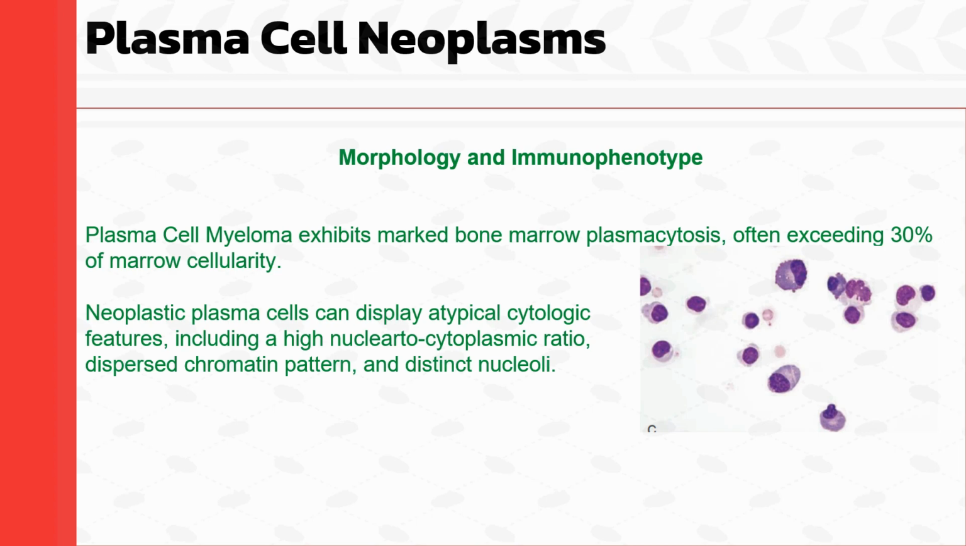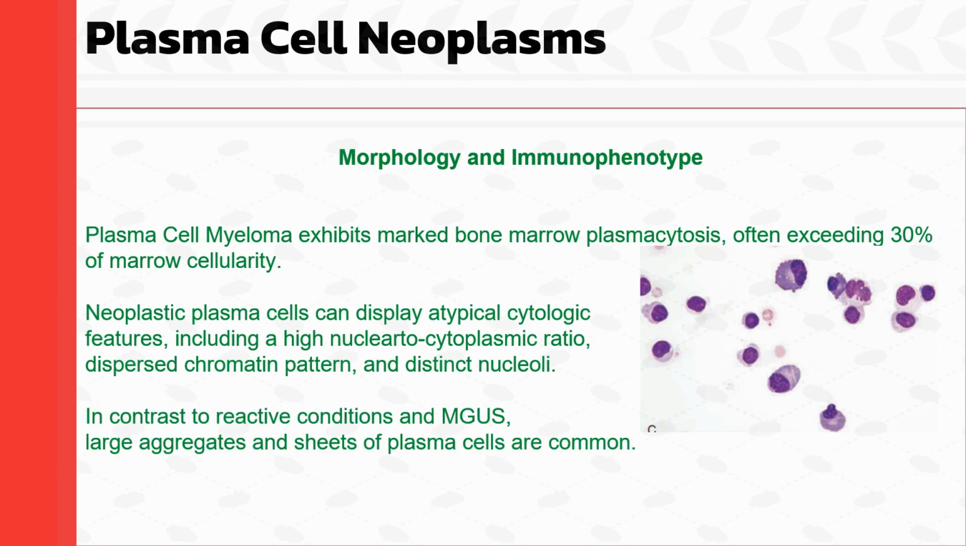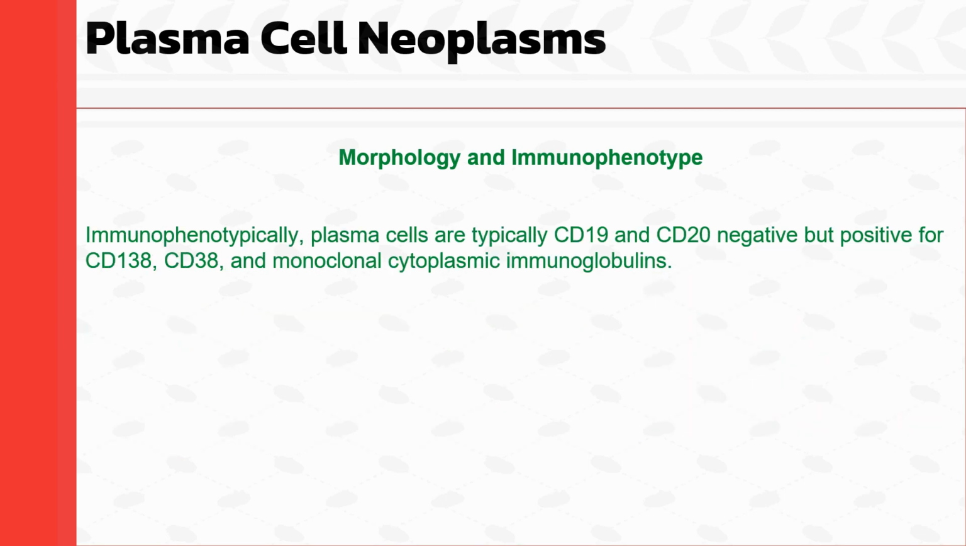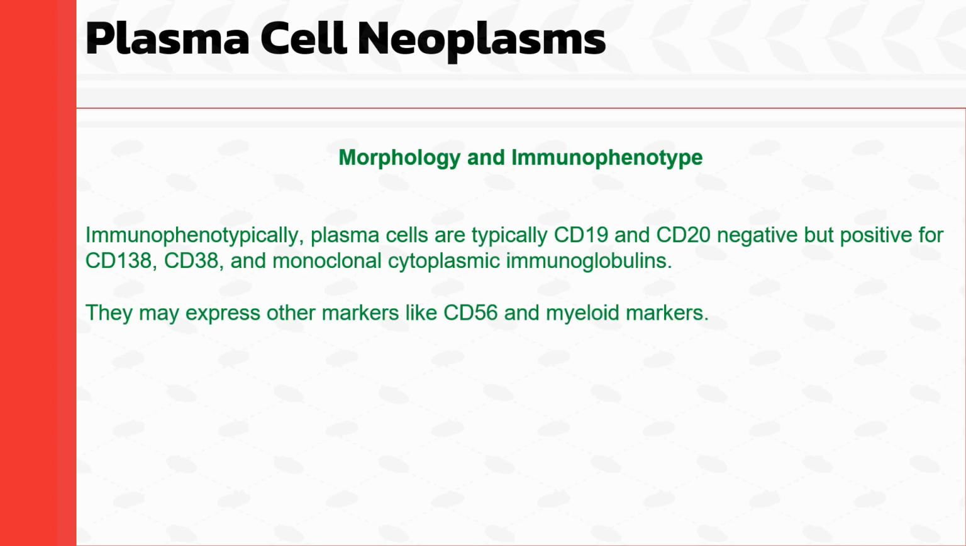Neoplastic plasma cells can display atypical cytologic features, including a high nuclear-to-cytoplasmic ratio, dispersed chromatin pattern, and distinct nucleoli. In contrast to reactive conditions and MGUS, large aggregates and sheets of plasma cells are common. Immunophenotypically, plasma cells are typically CD19 and CD20 negative but positive for CD138, CD38, and monoclonal cytoplasmic immunoglobulins. They may express other markers like CD56 and myeloid markers.